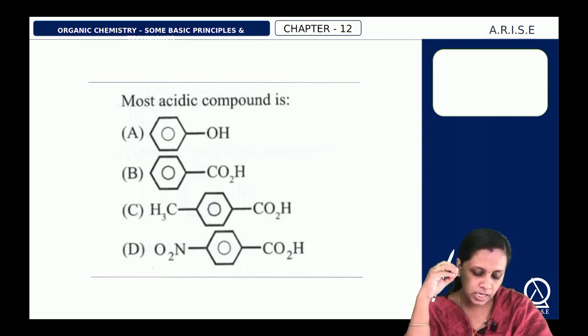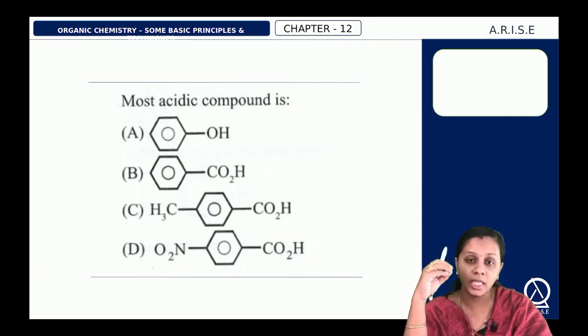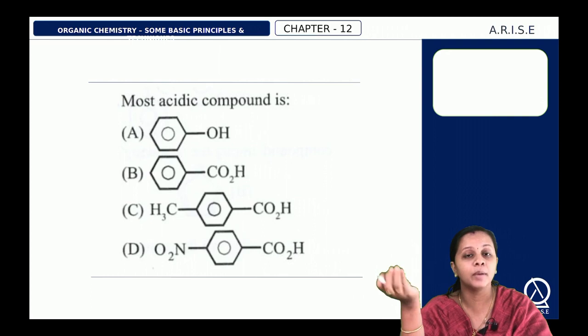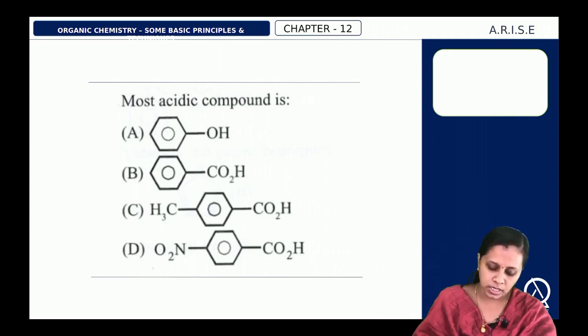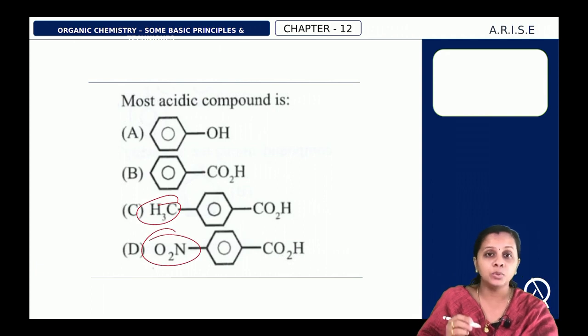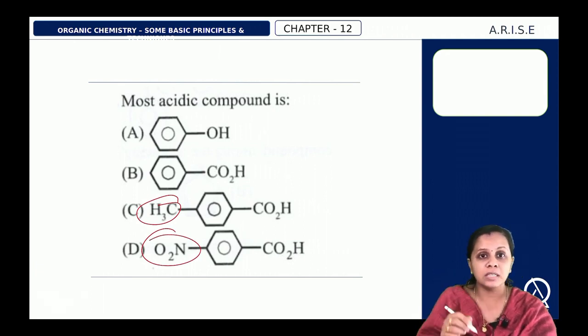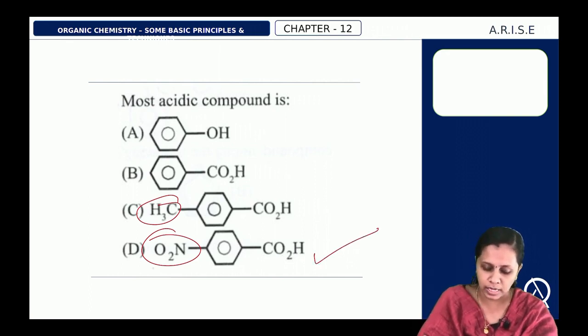And when you consider benzoic acid and the substituted benzoic acids, the presence of electron withdrawing groups increases the acidic strength and the presence of electron releasing groups decreases the acidic strength. So when you consider CH3 and NO2, NO2 is the electron withdrawing group, so it increases the acidic strength, whereas the CH3 group decreases the acidic strength. So which is most acidic? D, that is nitrobenzoic acid, is the most acidic compound, that is option D.